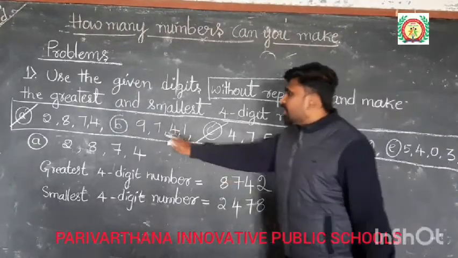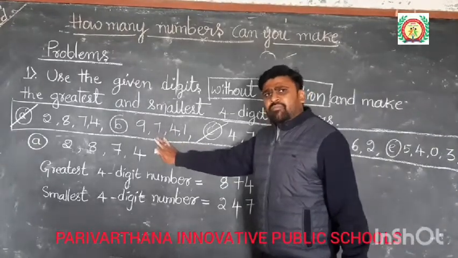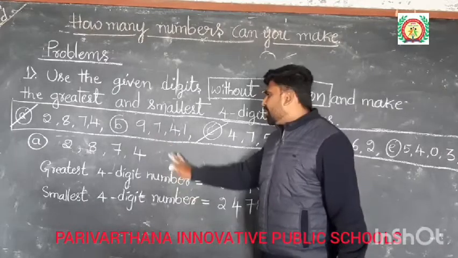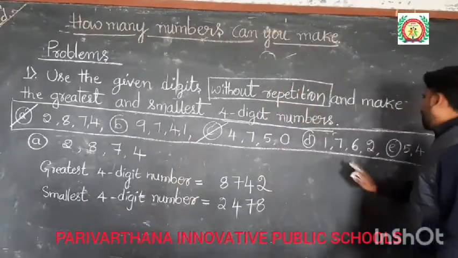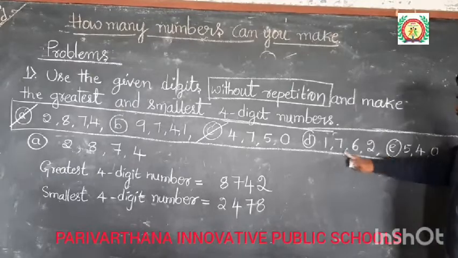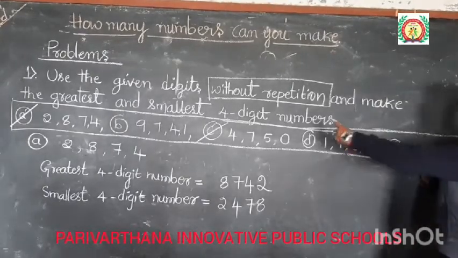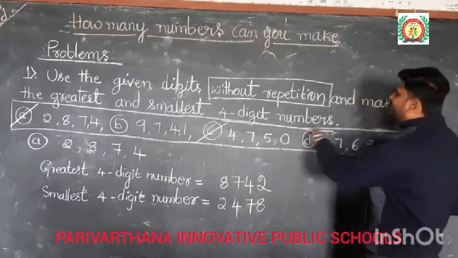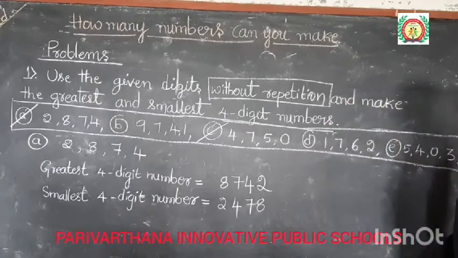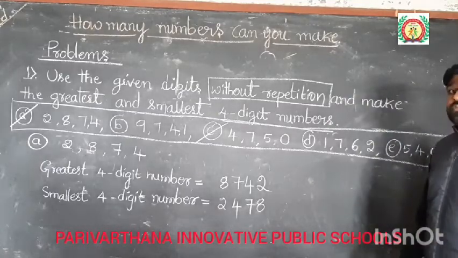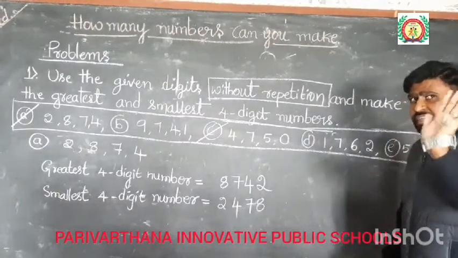Clear? Same as it is for B. Same, arrange ascending and descending. Okay? After that I will show D, as it is same. The way you do this problem, as it is you have to do C and E. Clear? If 0 comes you have to think differently.